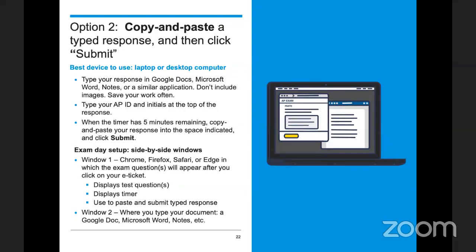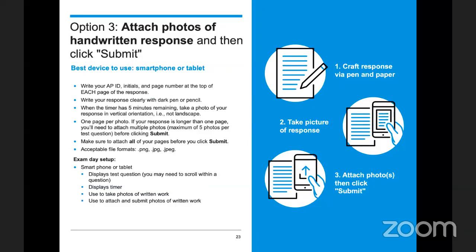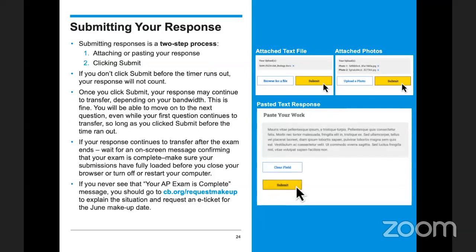On all these options, make sure your AP ID and your initials are at the top of your response. In particular, if you are handwriting and taking a picture on your phone, make sure the phone is vertical. Make sure your AP ID, your initials, and any page numbers on multiple pages are included in that picture. These directions link you to the 3 different options of attaching a text file, attaching a photo, or pasting your text in the response.